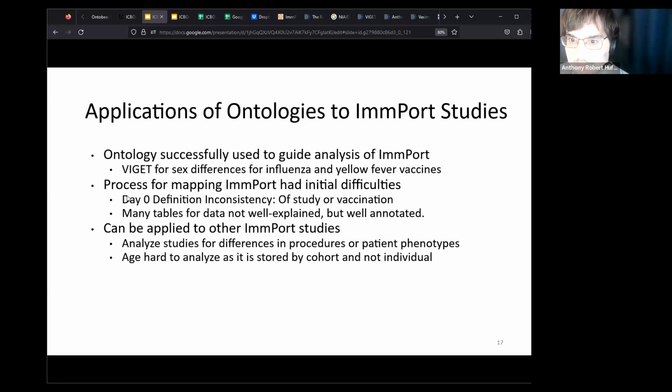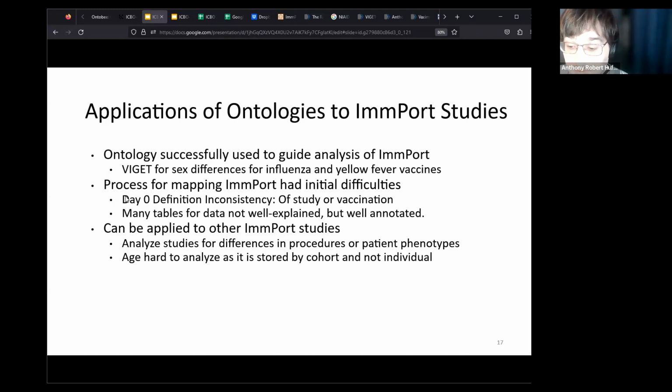Now, while this was a hassle to understand, ImmPort fortunately had a lot of tables that list out the different structure for their database, which, while it was lacking very good descriptions and required you to go through each table to figure out what's going on, it was still well annotated enough that this could be replicated and eventually made sense of.